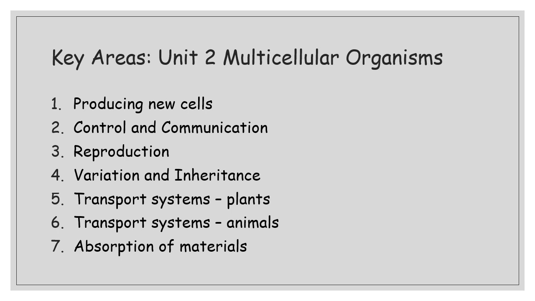So we'll start here today, Key Area 2.1, producing new cells. We'll then talk about how control and communication happens within multicellular organisms, reproduction, and then variation and inheritance. So why is there differences between organisms in the same species and how that information is passed down from parents, grandparents, etc. We'll look at transport systems in both plants and animals, so how they transport different molecules around their bodies, and also absorption of materials, which will look at digestive system and the lungs mainly.